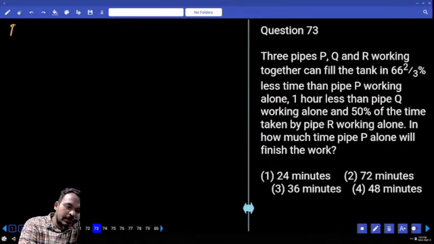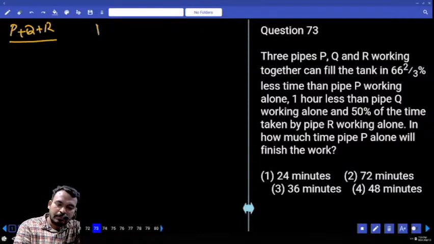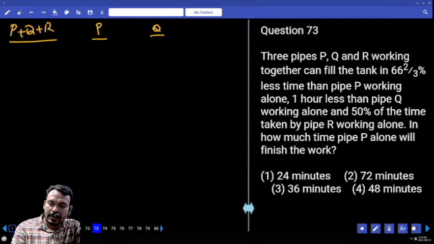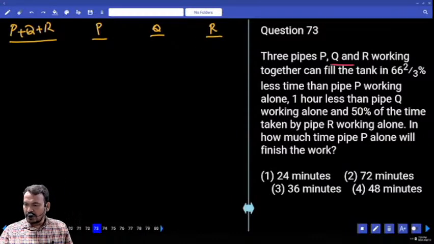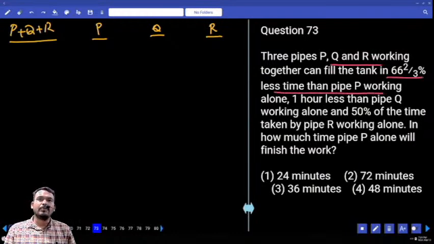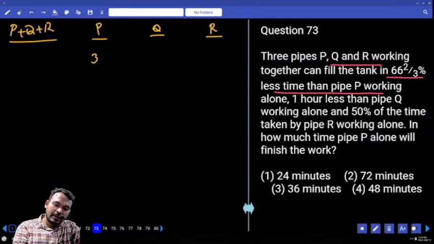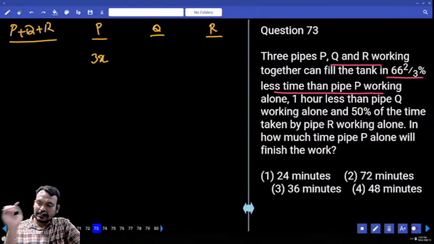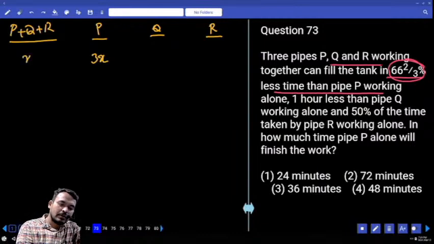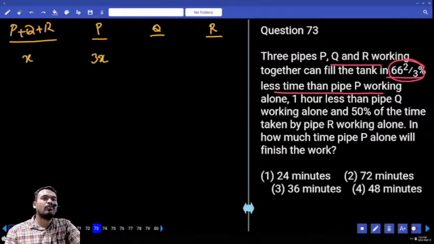And here P plus Q plus R depends on which one? P and also Q and also R. PQR time is 66 2/3% less than which one? P time. Suppose I take P time as 3x hours. What is 2/3 of 3x? 2x, or not? Out of 3x, 2x less means what is the remaining? x, or not? Less or more?